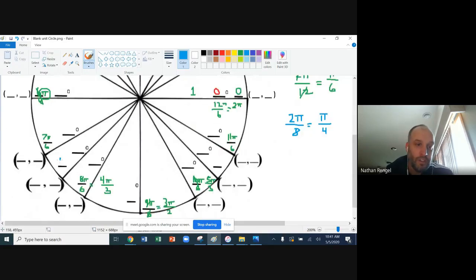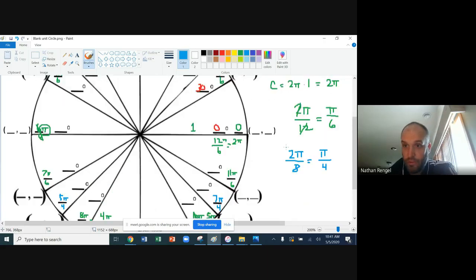5 pi over 4 is going to be right here. 6 pi over 4, 6 over 4 is going to simplify to 3 over 2, just like we have from the 30, 60, 90s that we counted. And finally, we're going to get to 7 pi over 4. So there's going to be our radian measures for our 45s.